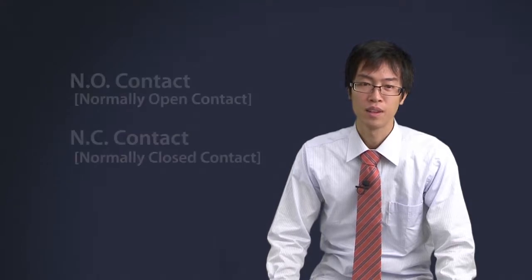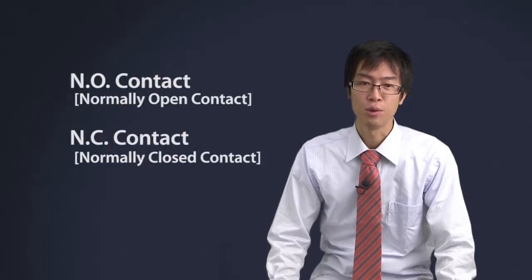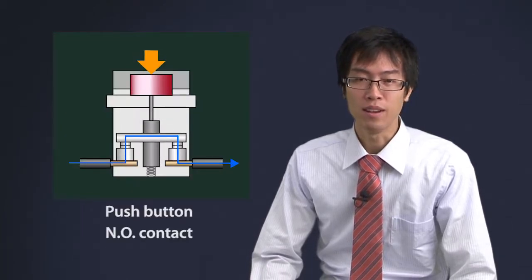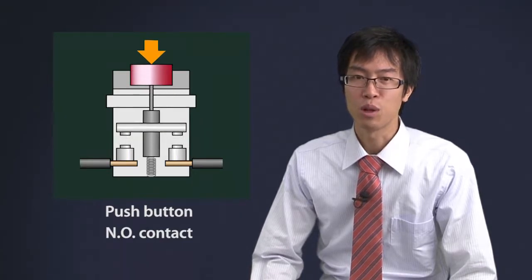To understand the electrical schematic diagram, I should explain about the different types of contacts. The role of contact is to turn a relay or switch on and off. The basic contacts are called normally open contacts and normally closed contacts. Normally open contact is, as its name implies, a contact that is open in its default position. When actuated, the contact will close and electricity will flow.